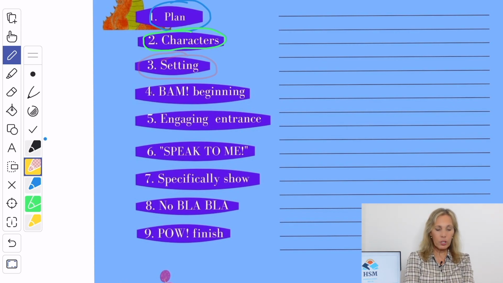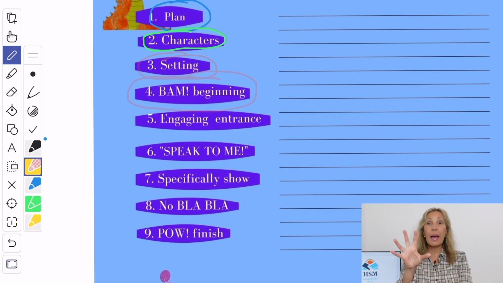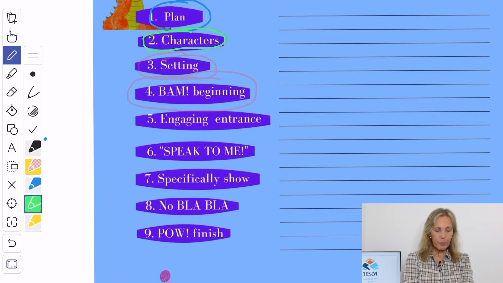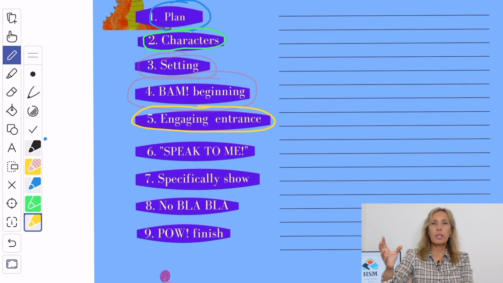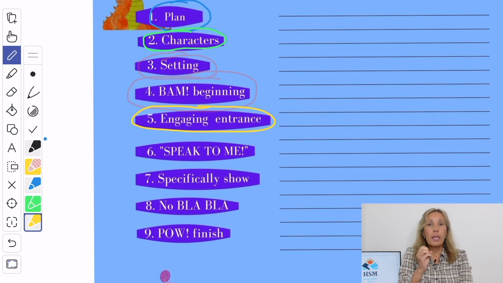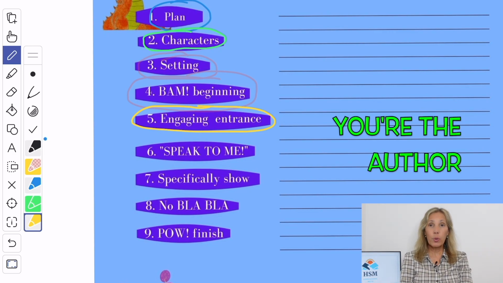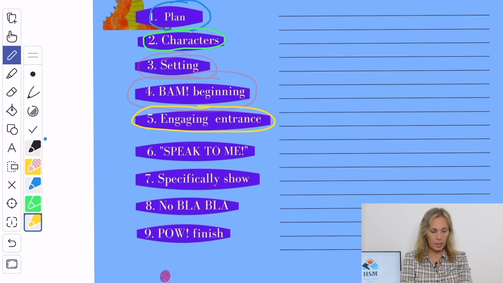Then we have, when you actually start writing, you'll have a BAM beginning. We'll go through that. We'll also have engaging entrance. So when the characters are entering the scene and the setting, then you need to have it engaging. Engaging means that the reader has to feel like they want to read. They want to continue reading your story. You're the author of this story, so you have to make them want to read it.